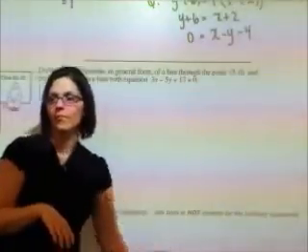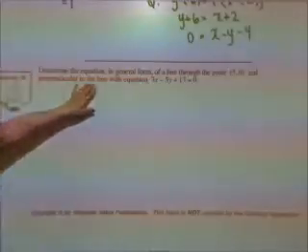Okay, so let's work through question number 2 together. Determine the equation in general form of the line through the point 5 and 0, and it's perpendicular to the line with the equation 3x minus 5y plus 17 equals 0. So what do I need to know first? The slope of this equation. So I need to know the slope of this line. So how do I find out the slope of this line?